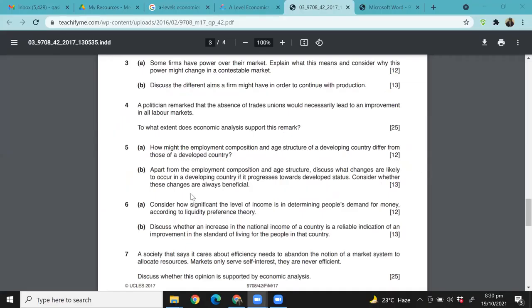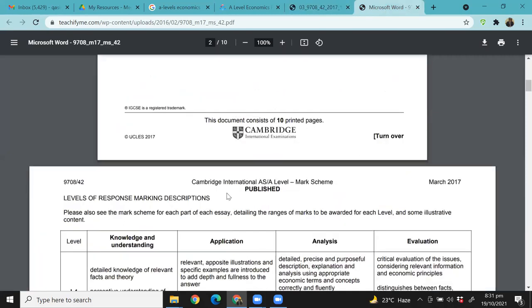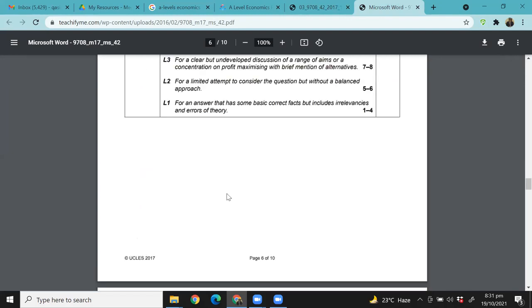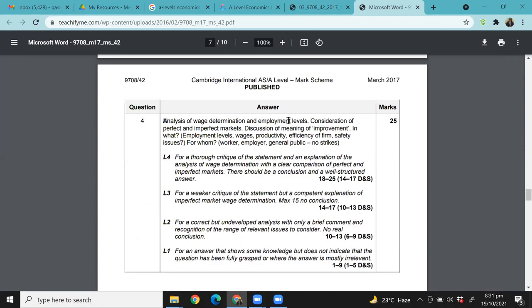Are you getting me? Let's read the question one more time. A politician remarked that the absence of trade unions would necessarily lead to an improvement in all labor markets. To what extent does economic analysis support this remark, right? So let's quickly look at the marking scheme to see whether it is covering all the points that we have discussed or whether there are some additional points. Okay. Analysis of wage determination and employment levels. Just like I said, you have to talk about what is demand for labor, what is supply of labor, and how wages are determined. Consideration of perfect and imperfect markets, as I said, and discussion of the meaning of improvement, right?